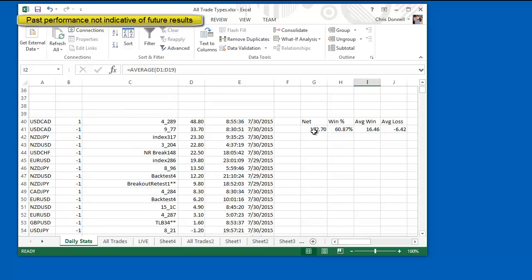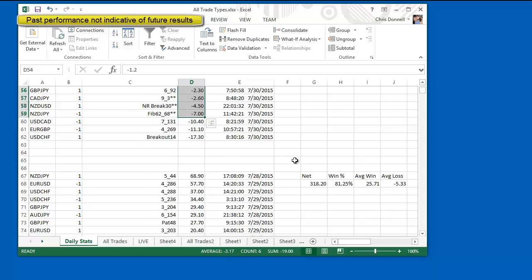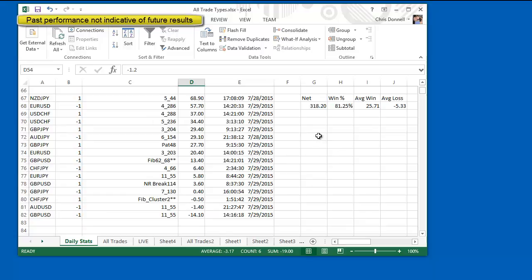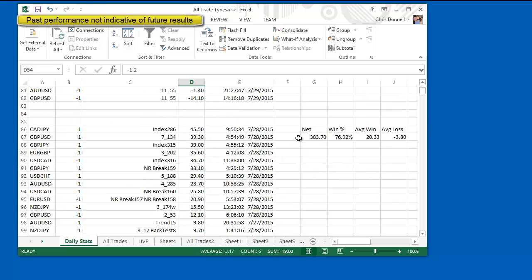Thursday, not so good, 172 pips, 60% winning, but average win over 2 times bigger than the loss. I'm happy with that, and most of the losses are pretty small if you look at it. The majority of the losses average 3 pips. Wednesday, pretty decent day, 81%, 318 pips, and again, pretty much 5 times bigger win than loss. And then Tuesday, 383 pips, 76% winning, and again, decent wins compared to losses.